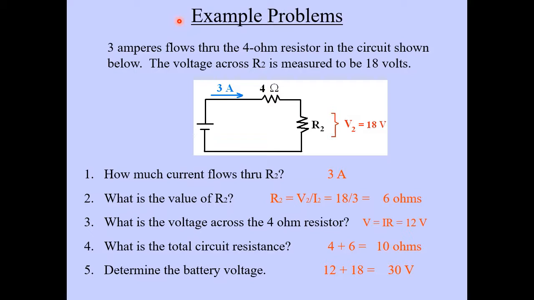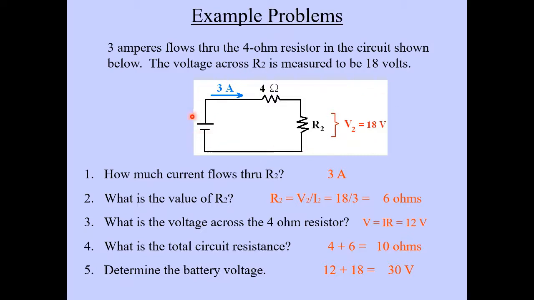So let's look at an example problem. This problem is a little more difficult than the ones we've seen before, but by using our rules, we can figure out the answer. We're given this circuit here, and we're told that 3 amperes flows through the 4 ohm resistor in the circuit shown below. We're also told that the voltage across R2, which is this one here, is measured to be 18 volts. So here's everything we're given.